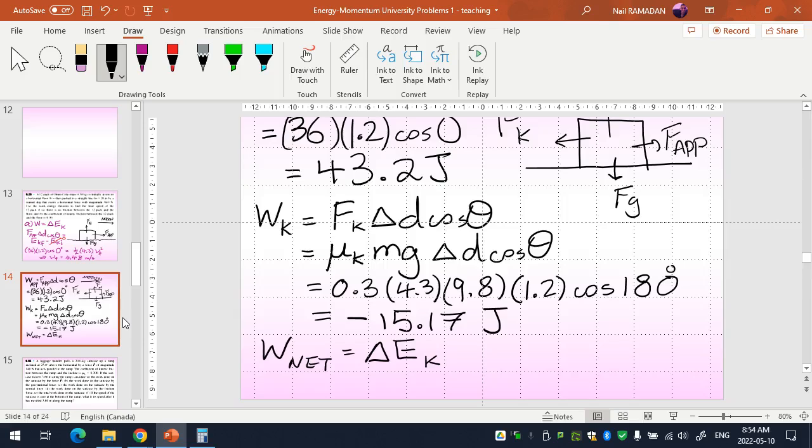So what's 43.2 minus 15.17? Well, that's easy because 0.2 is technically 0.20. So 20 minus 17 is 0.03. So this is 0.03. And 43 take away 15 is how much? 28.